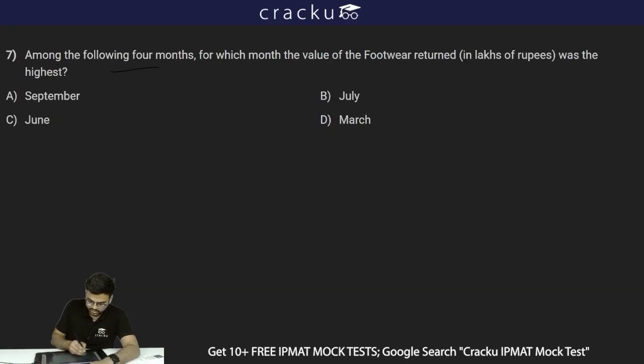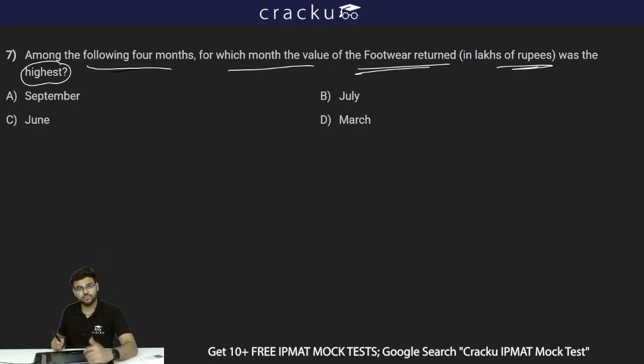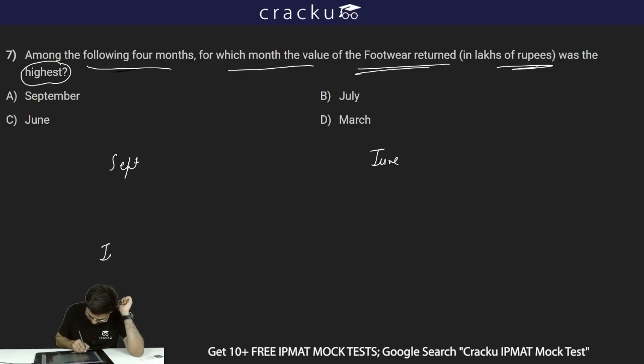The next question, the last question for the set, is saying, among the following 4 months, for which month the value of the footwear returned in lakh rupees was the highest? So for these 4 months, we have September, we have June, we have July and we have March.